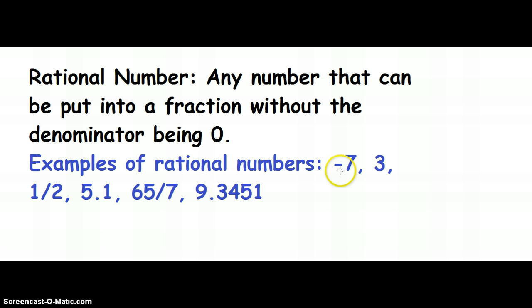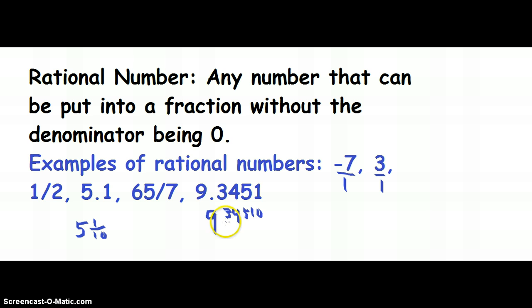It could be -7/1. That's the same thing. 3 could be 3/1. 5.1 could be 5 1/10. 1/2's already in a fraction. 65/7 is already a fraction. 9.3451, that could be 9 3,451 over 10,000, 10,000ths.